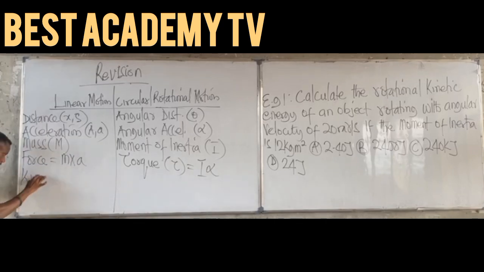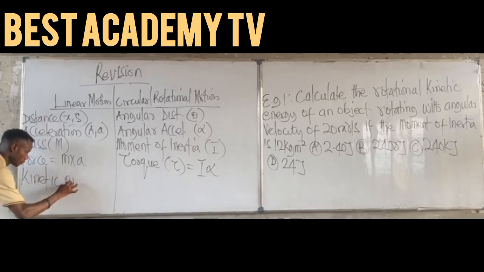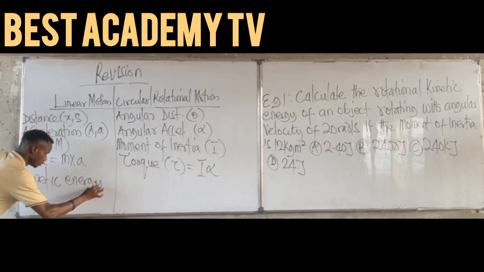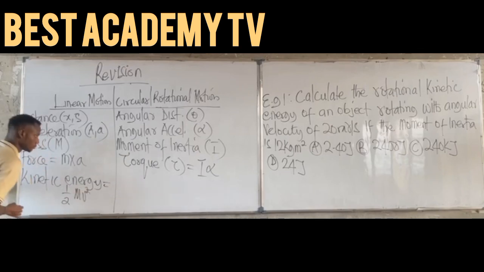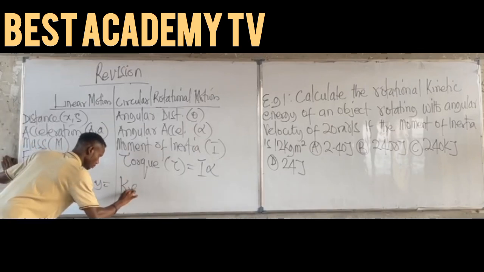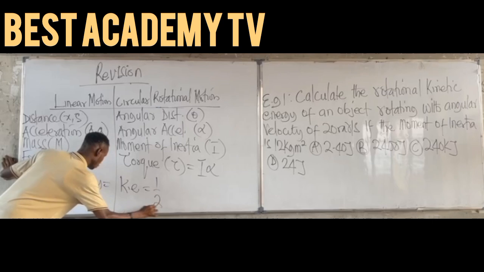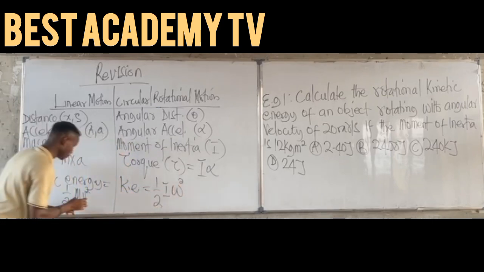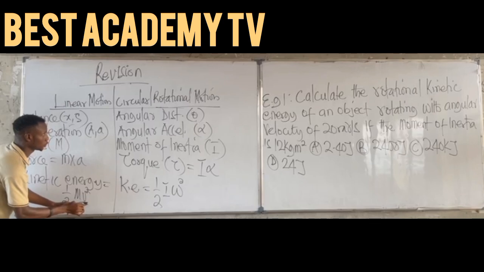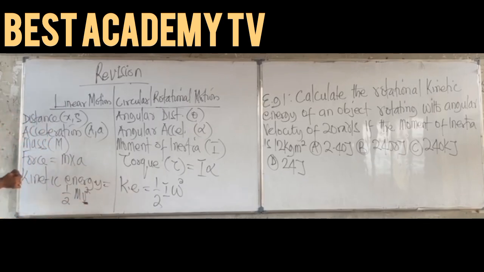Kinetic energy here is said to be half mv squared. So this will be 1/2. What is our mass here? I. What again? Omega squared. Remember our v, we are not putting this. We use omega as what? Angular velocity. Okay, let's consider this one here.